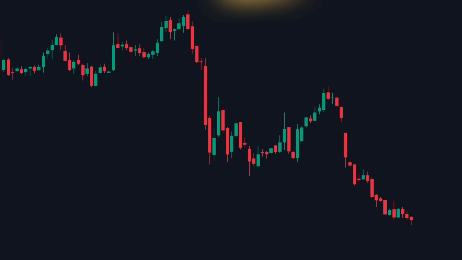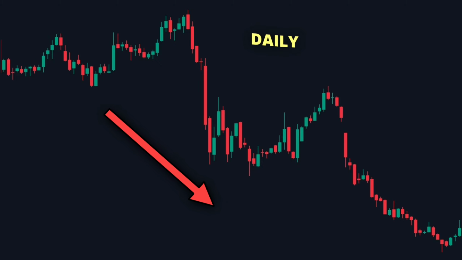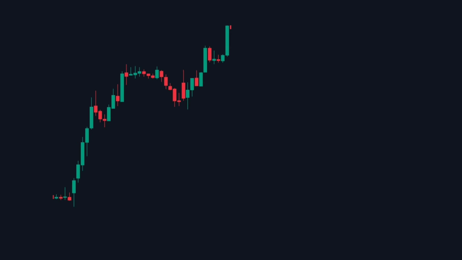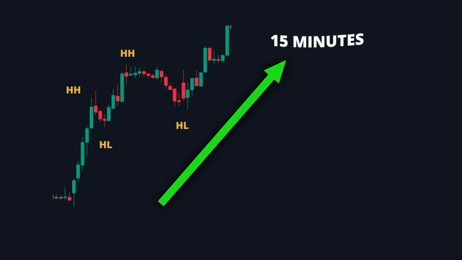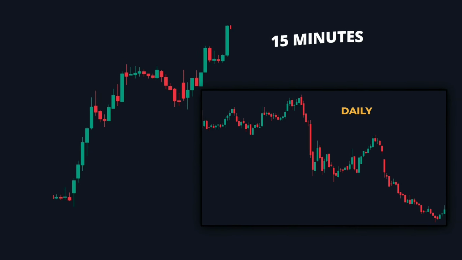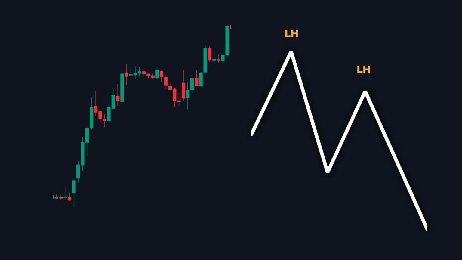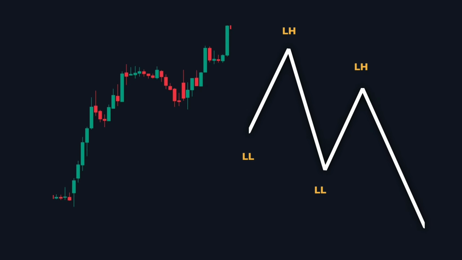Let's understand with an example. First of all, we check the stock in the daily time frame. In this time frame, the stock is trading in a strong downtrend. Now we go to a smaller time frame like 5 minutes and 15 minutes. In this 15 minutes chart, the stock is trading in an uptrend with higher highs and higher lows. This is totally opposite to the higher time frame. So we'll wait for lower high and lower low formation to enter into the trade.